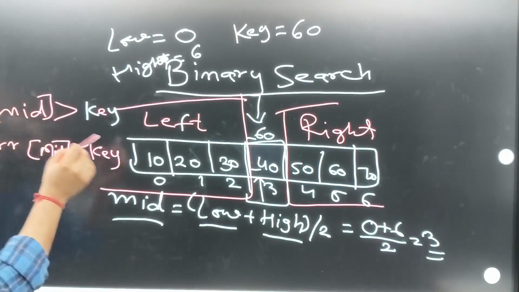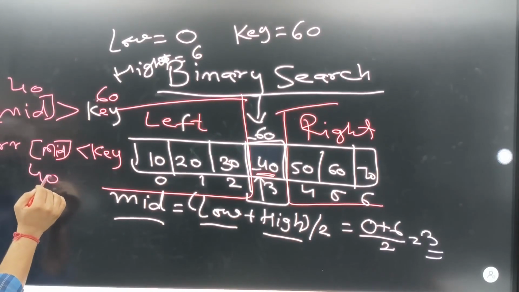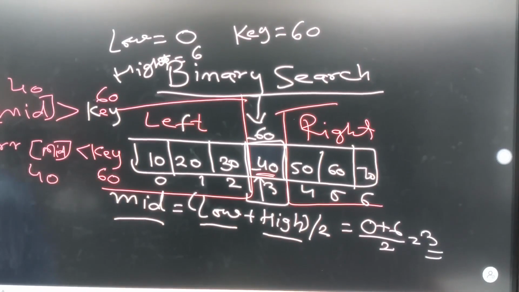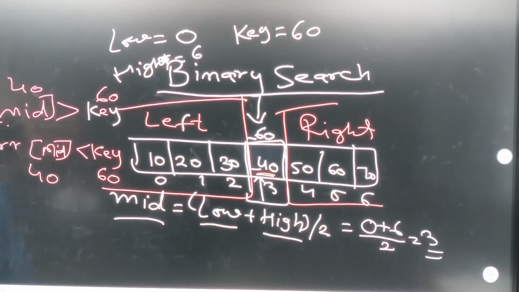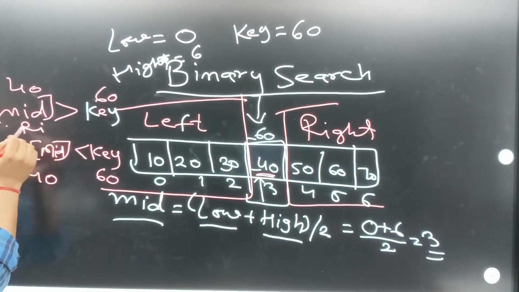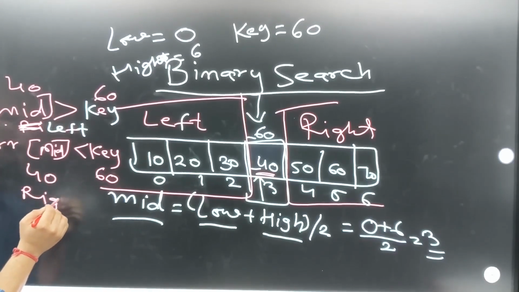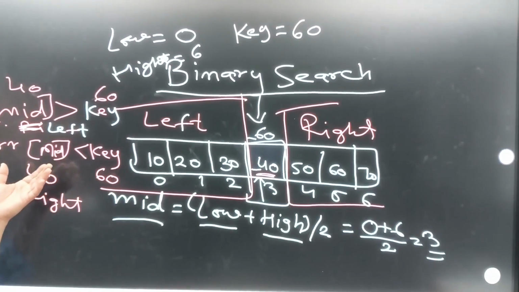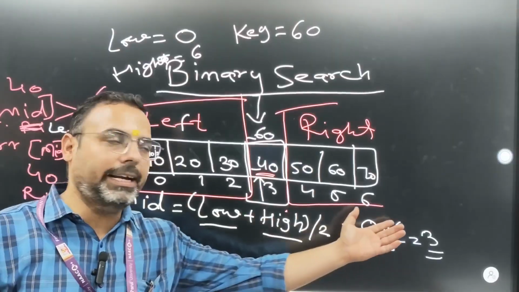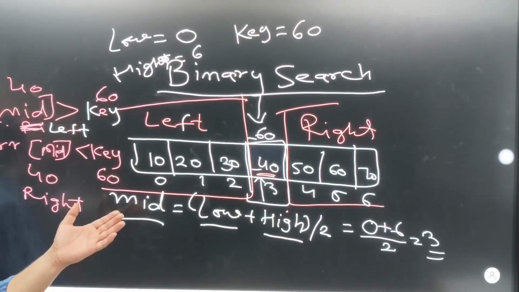In this case our mid value is 40 and the target value is 60. Now if the mid value is more than the key, then where do we have to go? To the left direction. And if this other case happens, then we have to go in the right direction. Understood? If the key is more than mid, then automatically you have to shift to the right direction. If the key is less than mid, then you have to go to the left direction.